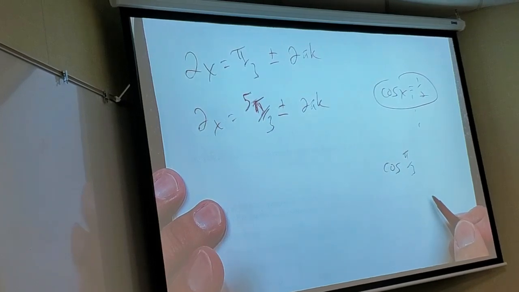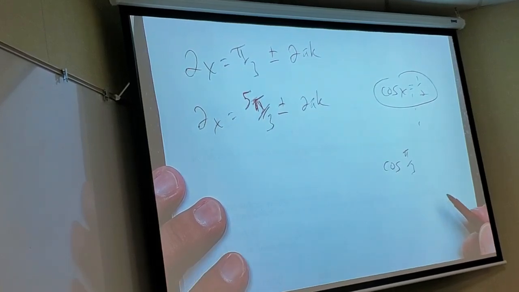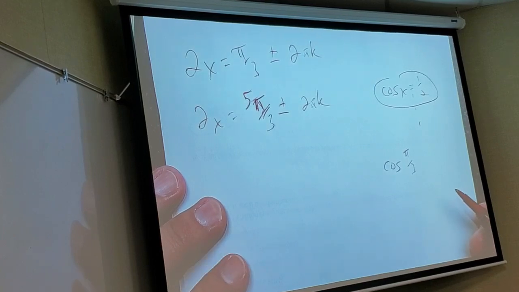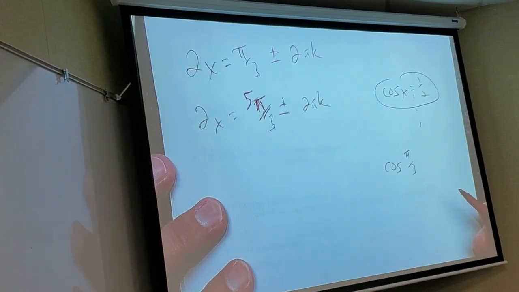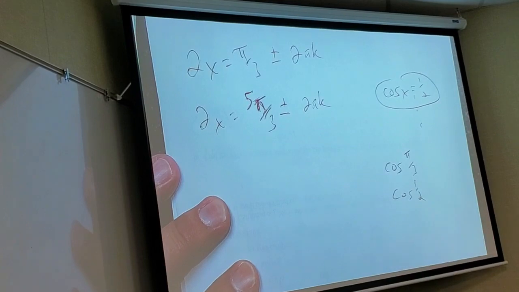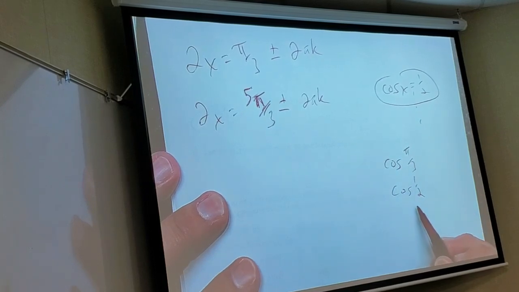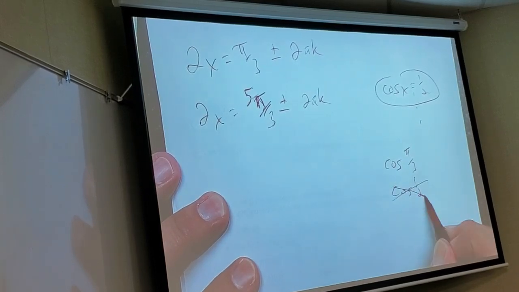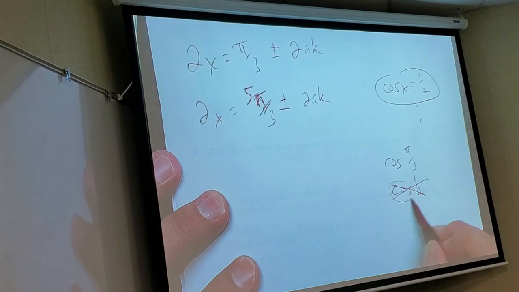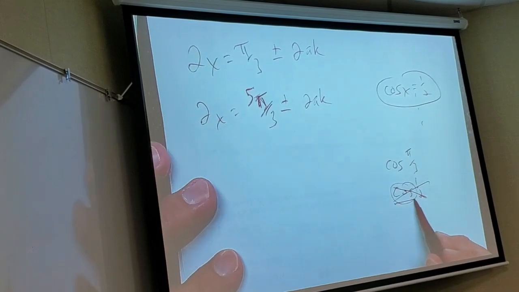Good. So what's cosine of pi over 3? I'm not asking you to translate the angle. I'm saying, what is cosine of pi over 3? So what if somebody wrote this? Does that make sense? No. Does cosine of pi over 3 equal cosine of 1/2? No. Right? So I'm still getting people that are having this linger.